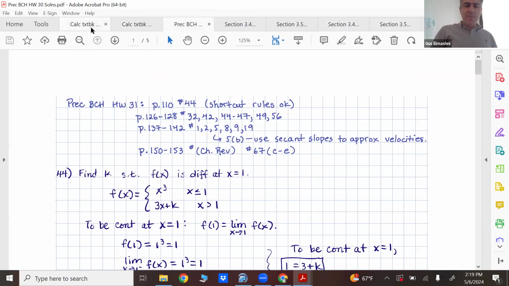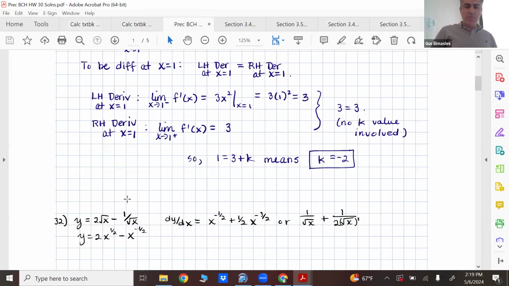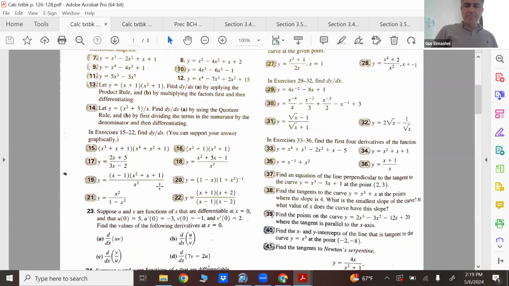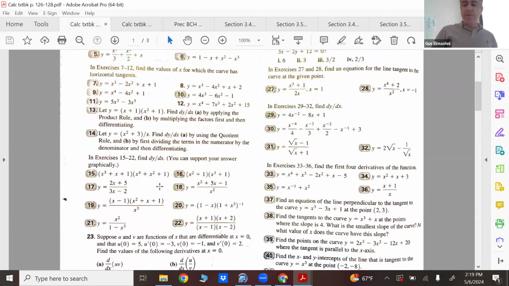So for number 32, you just have to find the derivative, as well as 42. For 42, you could use the quotient rule. Any questions on that so far? And 32, by the way, switch those radicals to fraction exponents. So make it 2 times x to the 1/2 power, or minus 1 times x to the negative 1/2 power, or just minus x to the negative 1/2 power.